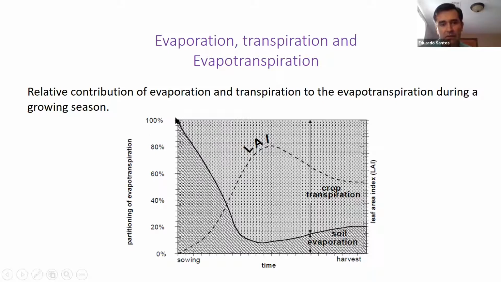As you see, during sowing you don't have plants, so 100% of the evapotranspiration is coming from soil evaporation, right? And then as the plants start to grow, you see this is the leaf area index. If you have more leaves, the transpiration increases, and the contribution of evaporation to evapotranspiration decreases. And then as the crops senesce, more and more of the evapotranspiration is coming from soil evaporation.